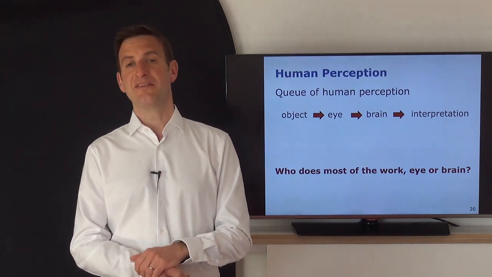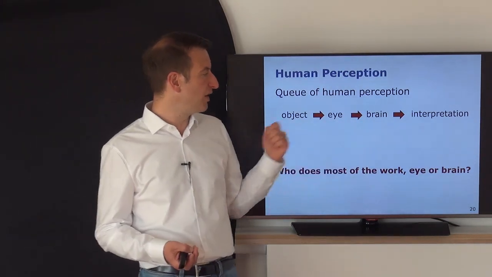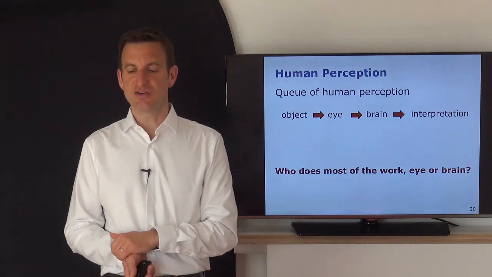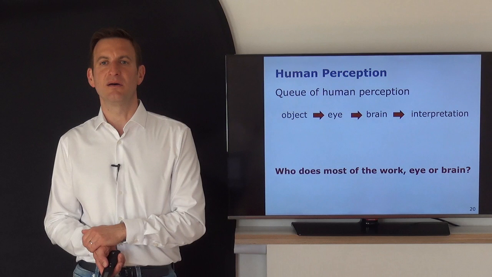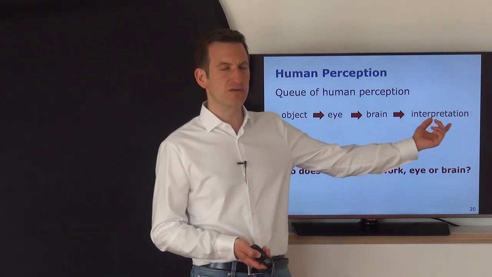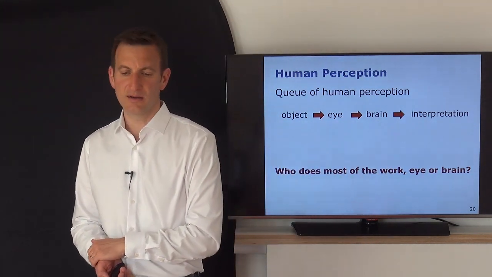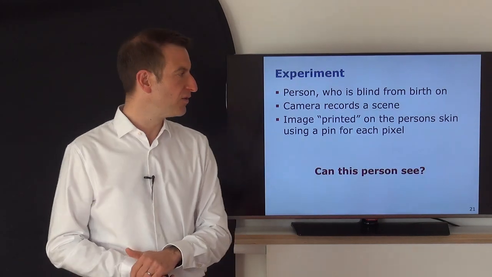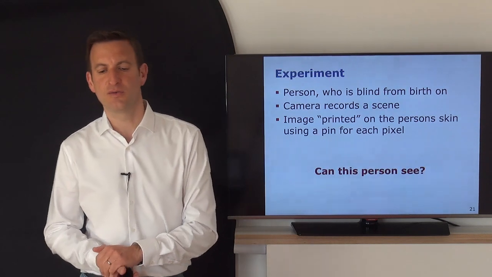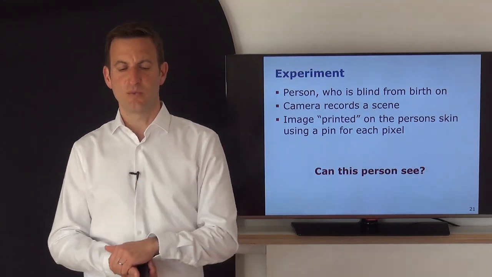And in order to answer this question, we can of course have a subjective view of who does more work, eye or brain, and argue about this. We can actually do an experiment and maybe make this information. Because we know it's hard to go from object to interpretation, but the question is, what's the trickier task? Human eye or human brain? So seeing or interpreting what we are seeing. So what we can do is an experiment, and we take a person who is blind from birth on. So the person has never seen an image with their own eyes.